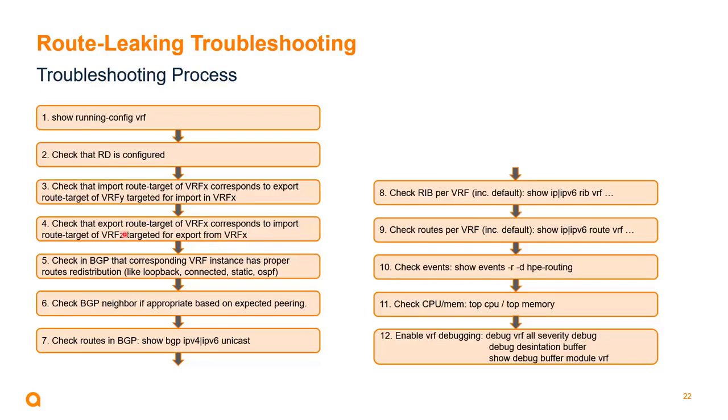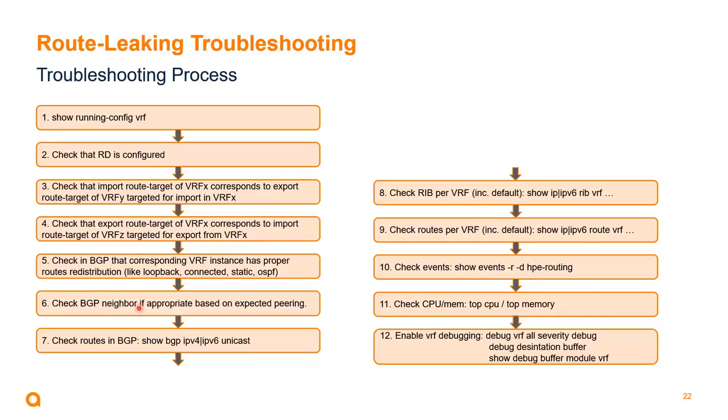So that is quite important. Those route target parameters are often configured with mistakes. So check that in BGP, the corresponding routes for each VRF get redistributed into BGP. Again, like OSPF being redistributed into BGP in the corresponding VRF instance.